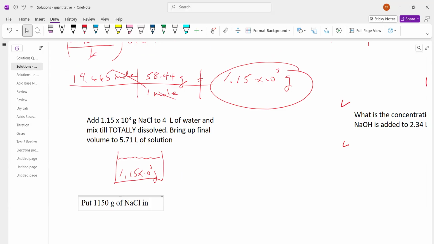Okay, that will also be on the test. I will say, give me directions how to make this solution, and these are your directions. It doesn't matter what the initial volume is, as long as it's less than the final volume.